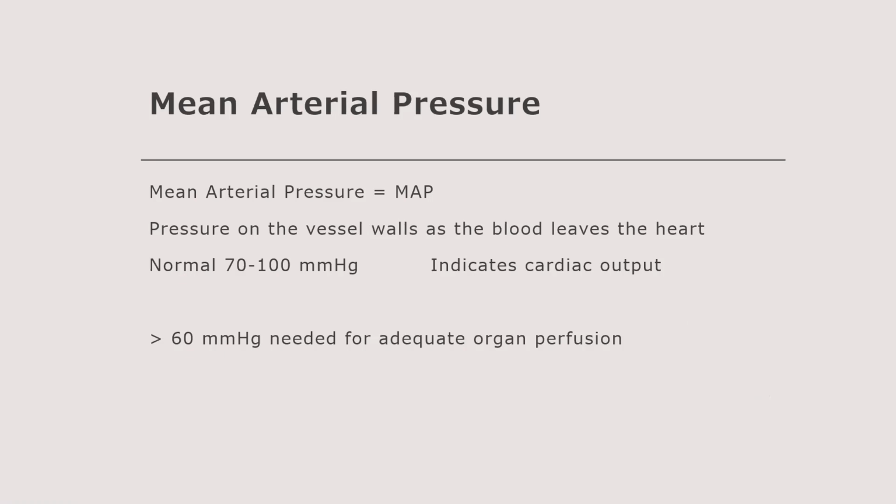The general rule of thumb when it comes to MAPs is that it should be greater than 60. The word on the street is that if it's lower than 60, we are not getting adequate perfusion to our tissues and our organs. So the MAP should always be greater than 60 for appropriate organ perfusion.